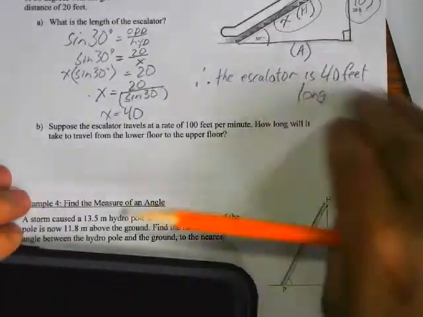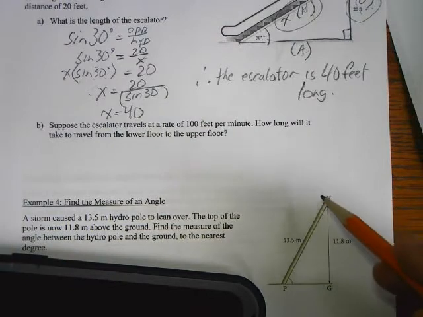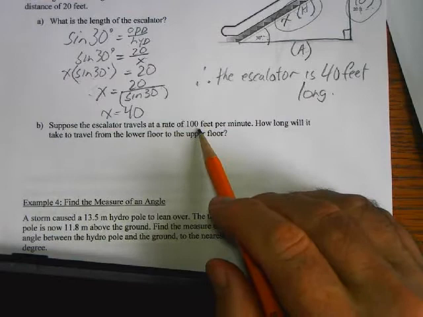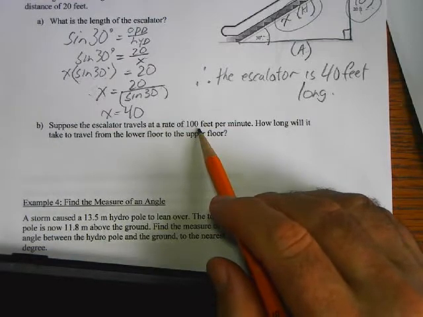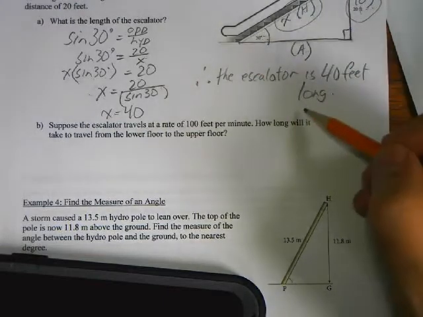Now this question here, it's kind of a throw-in. It's basically converting the speed of the escalator so that you know how long it will take to get to the top or the bottom based on the speed. We just figured out that it's 40 feet long.